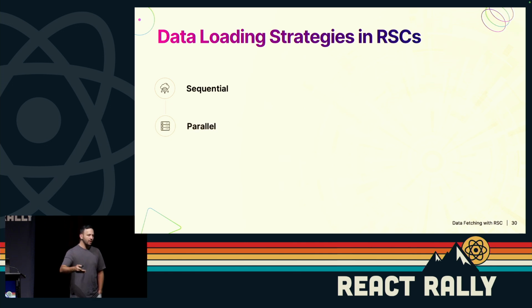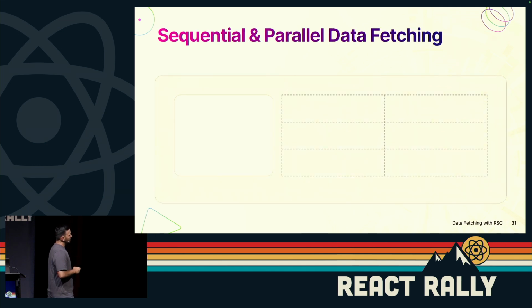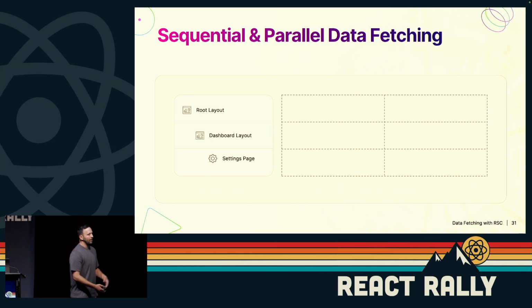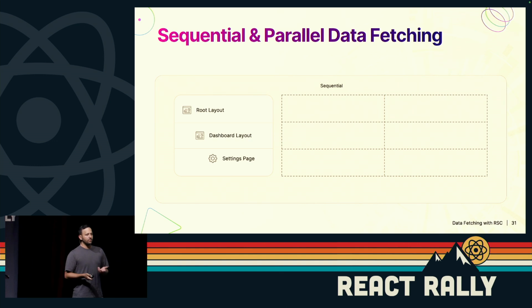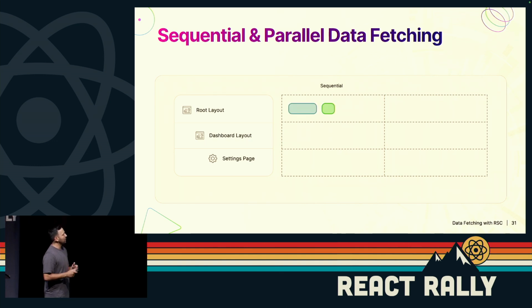There are two ways of when to load data. You can either do it sequentially, so one after another as data comes in, or you could do it in parallel. So let's say that we've got a page tree parent-child relationship that looks like this. You've got your root parent component rendering a dashboard layout, and you've got a settings page that needs data itself. There are two different ways you can do that if you're building with server components, and it's pretty cool depending on how you want to use it.